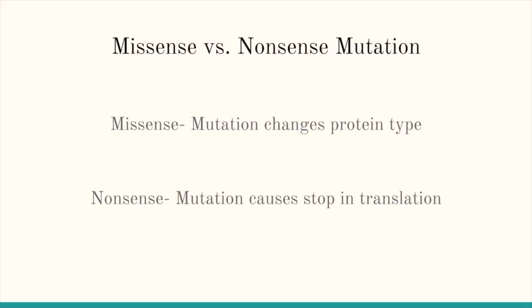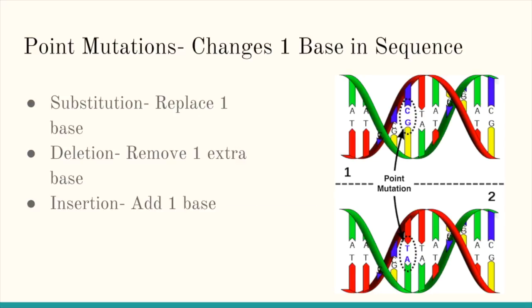Okay, so now we're going to be talking about missense and nonsense mutations. A missense mutation is a mutation that changes the protein type, so the end game of the protein, and a nonsense mutation is a mutation that causes a stop in the translation of the protein. A couple other types of protein mutations are point mutations, which is a change in the base sequence. Recall that these are the nitrogen bases making up the DNA: adenine, thymine, guanine, and cytosine.